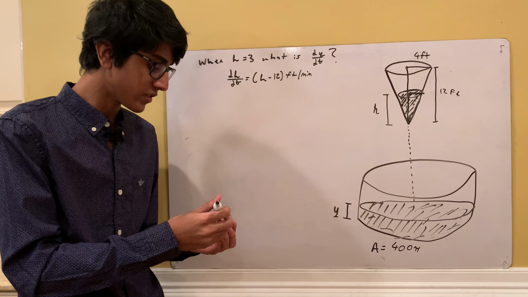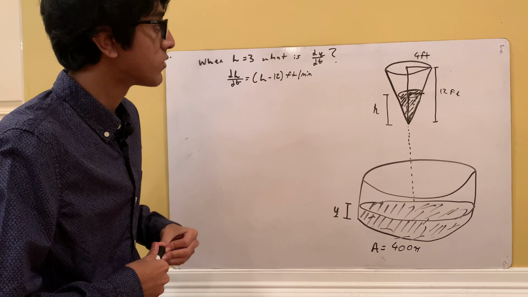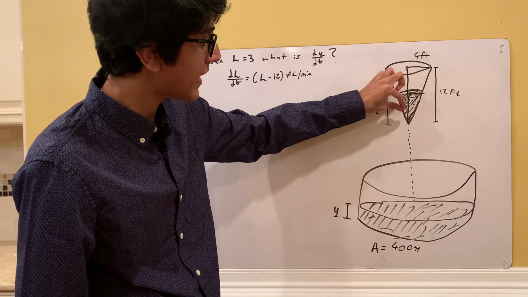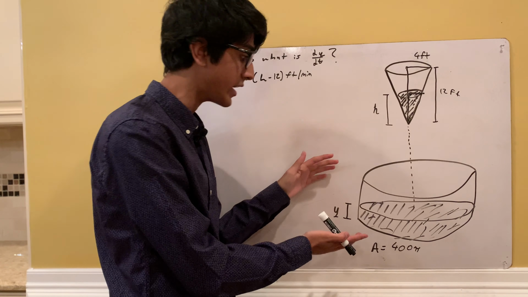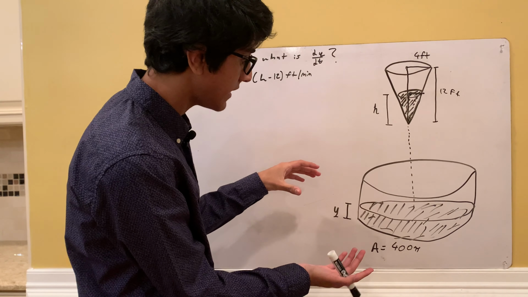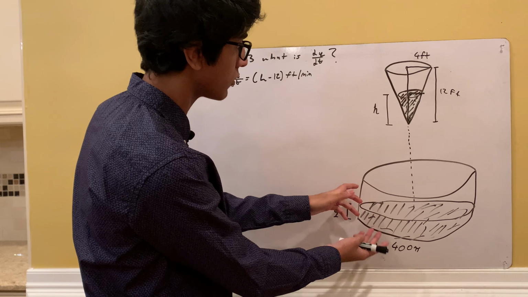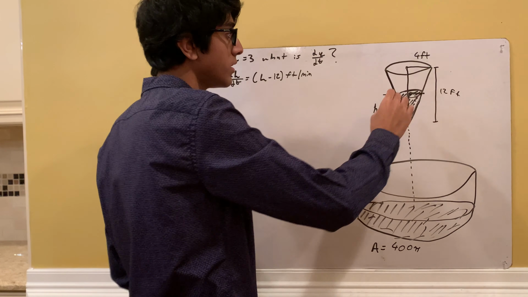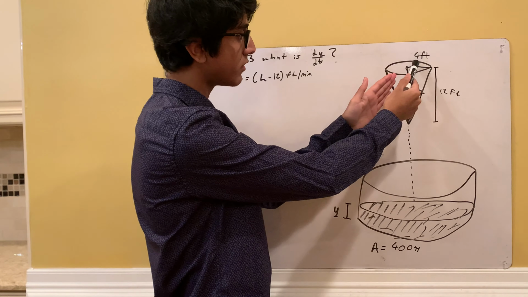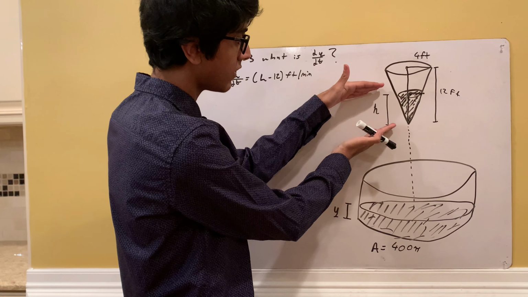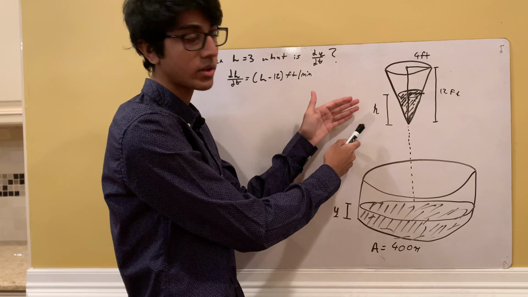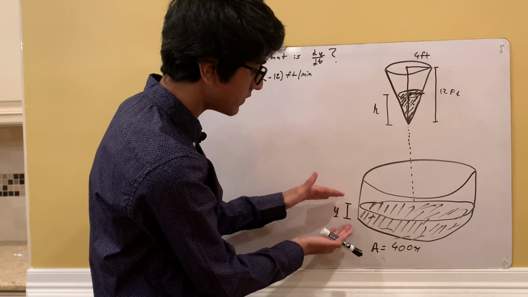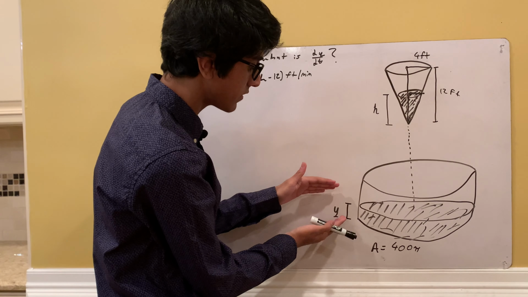Alright, so let's first understand what's going on in this example. We have one cone with a certain volume of liquid in it, and that liquid is dripping out into a second container, which is a cylinder, and that has a certain height of liquid in it as well. We're given the height of the cone is 12 feet, the radius of that cone is 4 feet, and the height of the liquid in the cone is given by the variable h. That liquid is dripping into this cylinder, and the height of the liquid in the cylinder is given by the variable y.